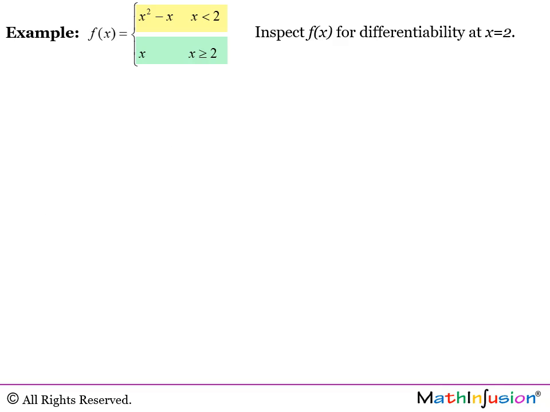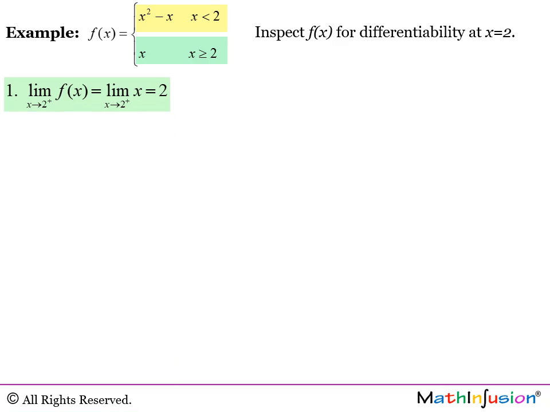Example: here is a piecewise function f(x), and we want to inspect the function for differentiability at x equals 2. Please note that it is clear that the function is differentiable for all values except maybe at x equals 2, because when x is not 2, the function is just a polynomial function which is differentiable everywhere. We are going to do all the steps.